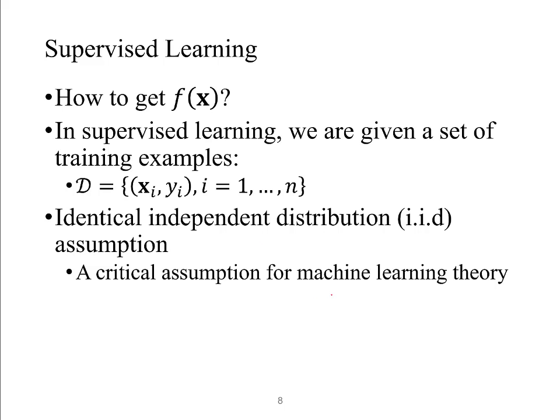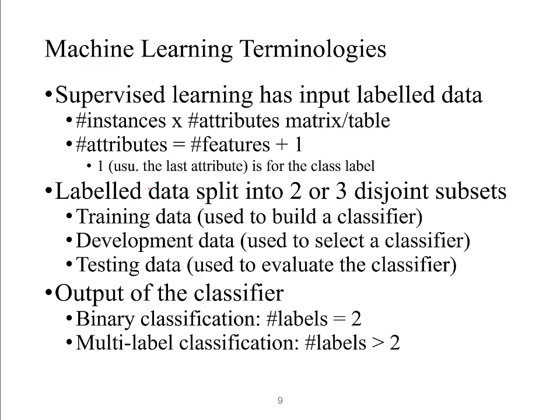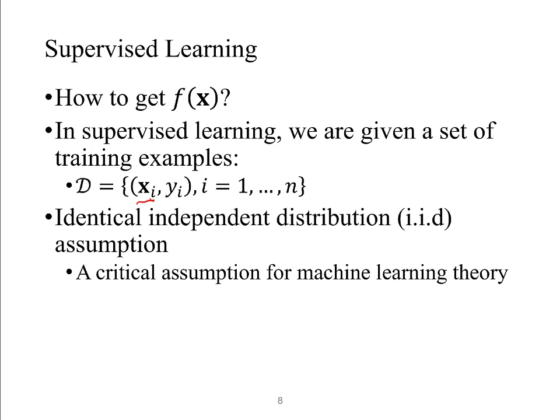So how to get f(x)? Well, in supervised learning, we are given a set of training examples. This training example is a tuple or a pair of a feature vector and a class label. So x_i would be the feature vector, and y_i would be the class label, for i from 1 to n, where n is the number of training examples or training data.